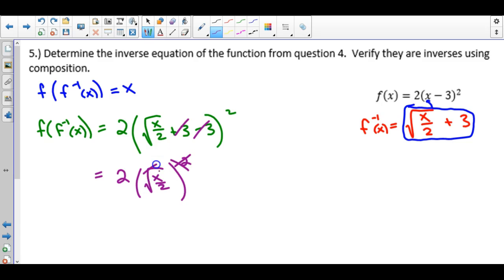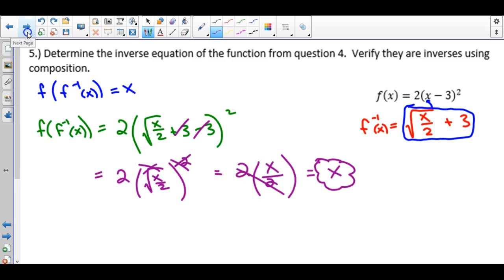The next thing is I have the squared and the square root. So these are inverse functions, the square and the square root. If I eliminate those, I'm now left with 2 times x over 2. And the last thing here would be the 2's eliminating each other. So again, I am left with x, which verifies that my functions are inverses of each other.